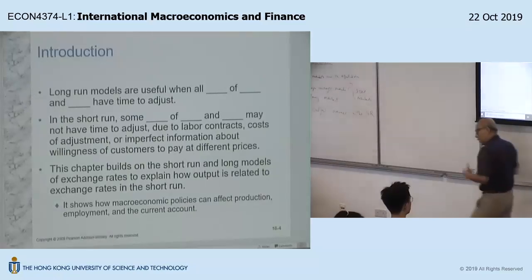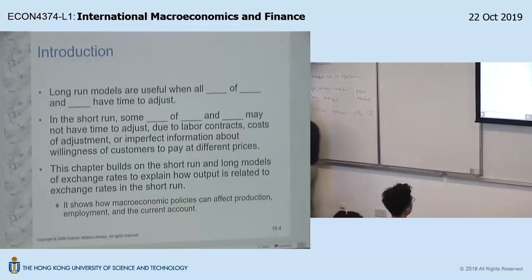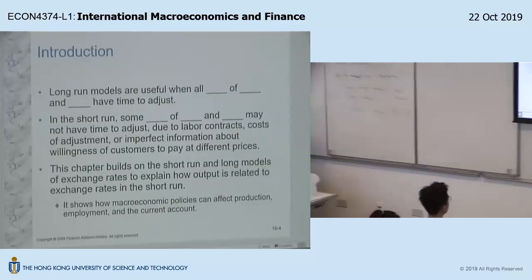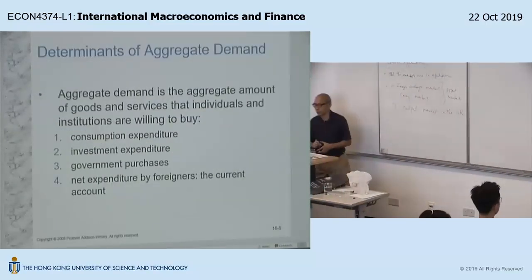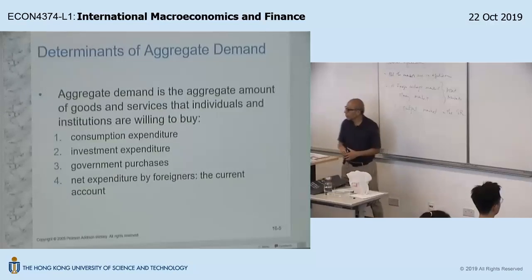So we're going to talk about fiscal policy and monetary policy. These are macroeconomic policies, the two macroeconomic policies that we're going to cover. Aggregate demand is the aggregate amount of goods and services that individuals and institutions are willing to buy.